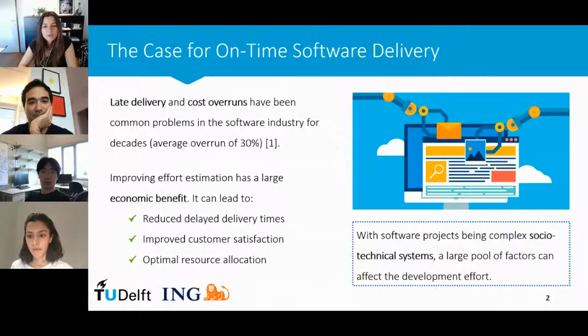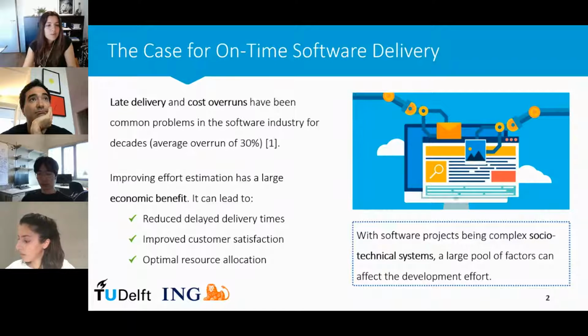So before I tell you more about the paper, I first want to remind you that late delivery and cost overruns have been common problems in the software industry for decades. On average, software projects run around 30% over time. And this percentage does not seem to have decreased since the 1980s. We know that delays are caused by deficiencies in effort estimation during project planning. But it's especially challenging in the software industry due to the fact that software projects are complex socio-technical systems.